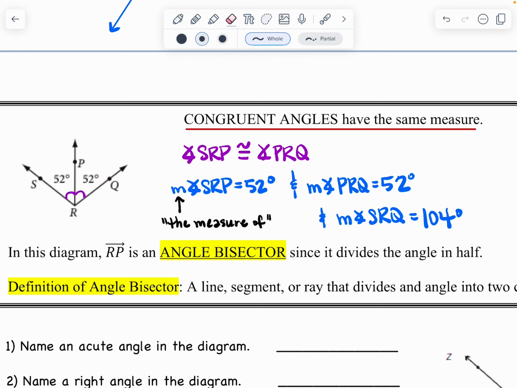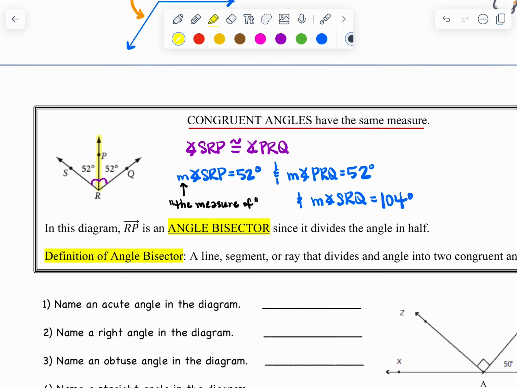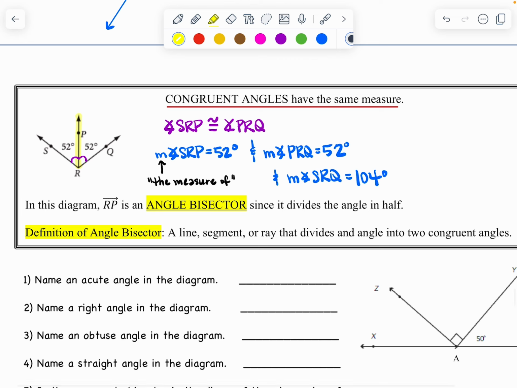All right, the other vocab word we need to know is angle bisector, right? So an angle bisector, we already know what the word bisect means. So anywhere you see it, you know something is getting cut into 2 congruent parts. So in this diagram, since both angles are 52 degrees on either side of ray RP, that means that ray RP is an angle bisector, right? And of course, the formal definition is right there: anything that divides an angle into 2 congruent angles.